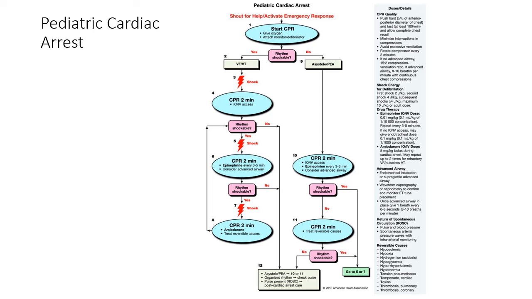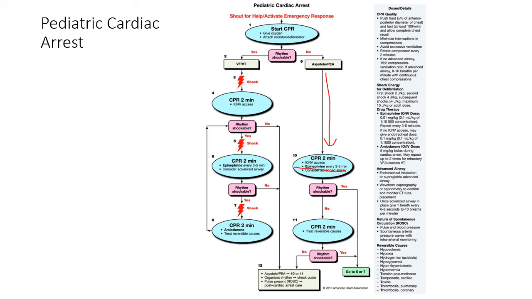This is the pediatric cardiac arrest algorithm. Here, basically, we want to differentiate between a shockable versus non-shockable rhythm. Initially, this child presented to us in a non-shockable rhythm. It was asystole, it was pulseless electrical activity. So we started CPR for 2 minutes, epinephrine every 3 to 5 minutes. This was given.